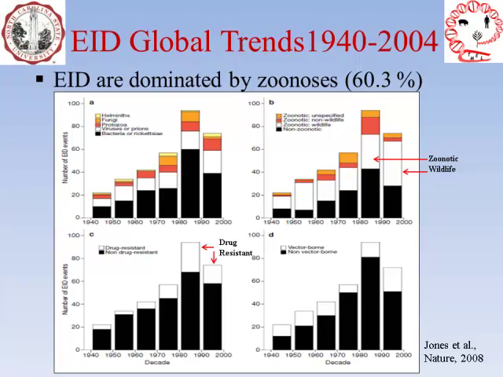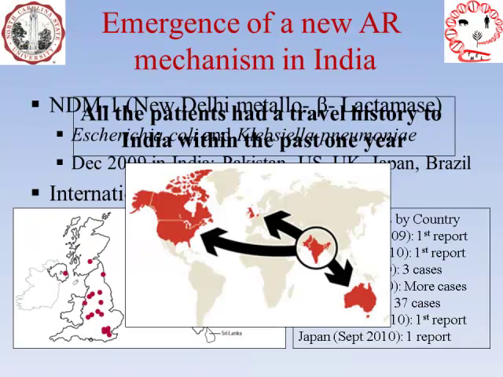Okay, so it could be because of more interaction between human and animals. It also could be because of better detection and techniques that are now available for us. But something to keep in mind how these infections have gone up over the last few decades. The other aspect I always want to stress is antimicrobial resistance is a global problem. It's not a local, regional thing, it's a global issue.